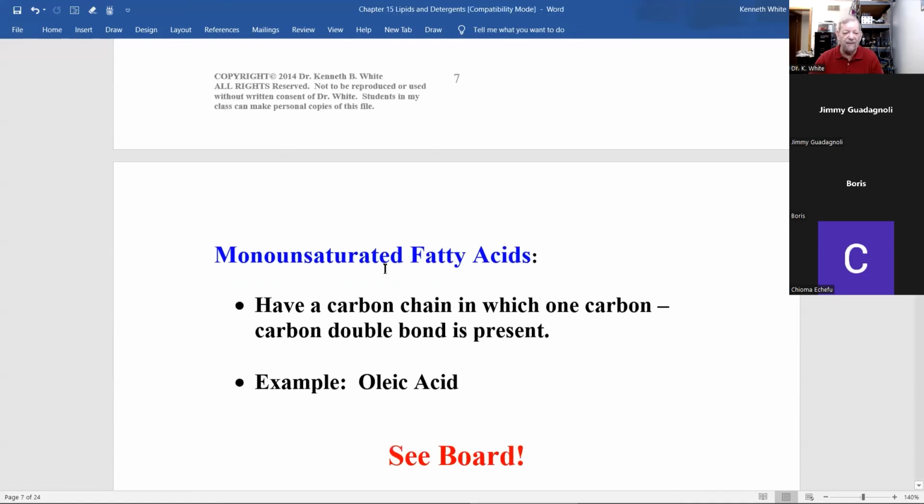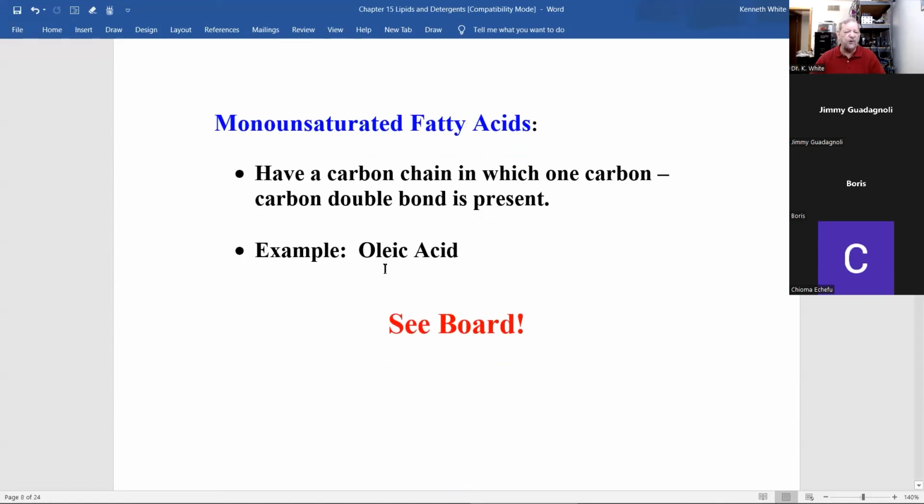Let's talk about monounsaturated fatty acids. Now, mono means one. Remember long ago, we learned about unsaturated hydrocarbons, a hydrocarbon molecule with only carbon and hydrogen atoms that has at least one double or triple bond. However, Mother Nature never, ever made anything with a triple bond in it. That's something organic chemists created.